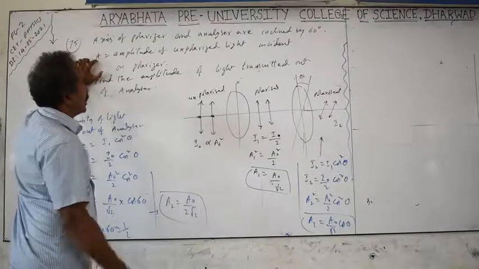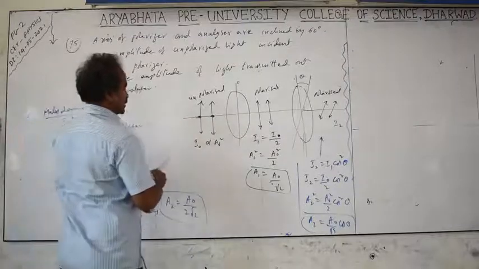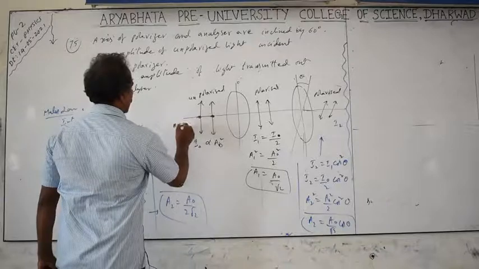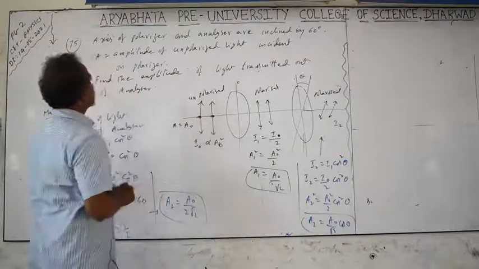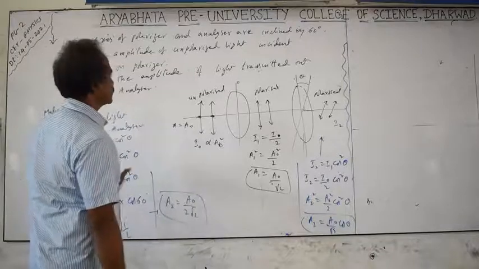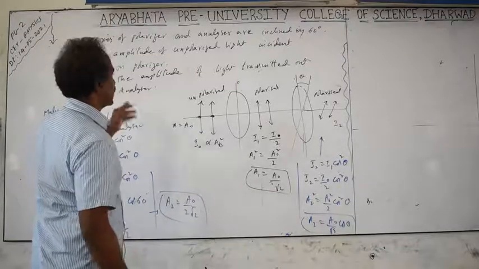A0 is the amplitude of the unpolarized light entering. Unpolarized light is incident on the polarizer. Find the amplitude of the light transmitted out of the analyzer.